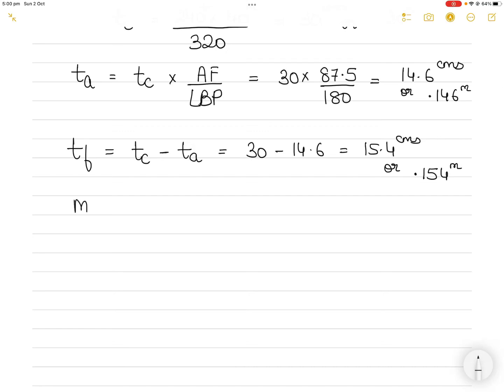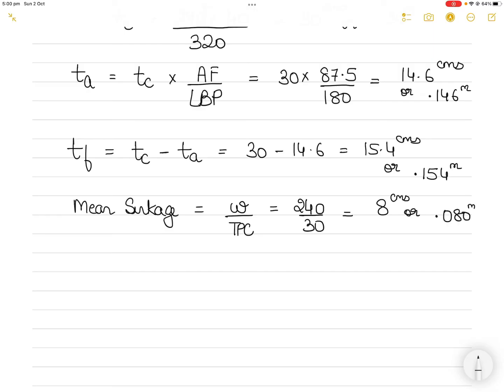So how do you calculate this mean sinkage? This mean sinkage can be calculated by the formula weight loaded or discharged divided by TPC. So in this case it is 240 tons of weight loaded divided by 30, which is the TPC, and the answer you will get is 8 centimeters, or you can call it 0.080 meters.